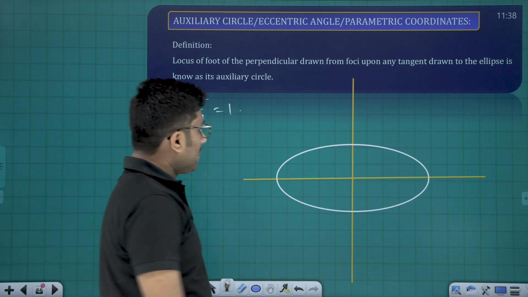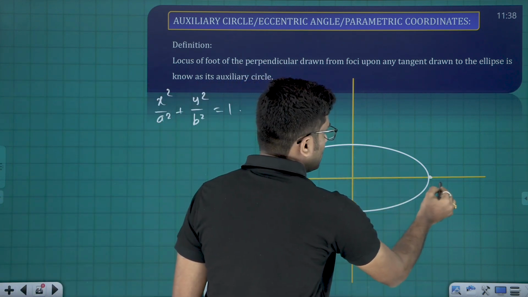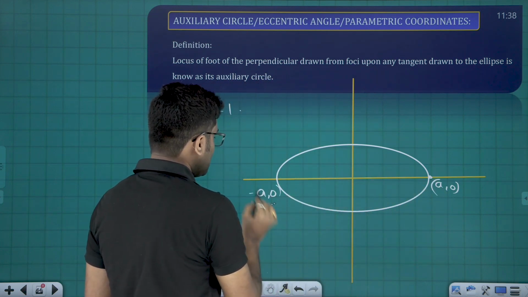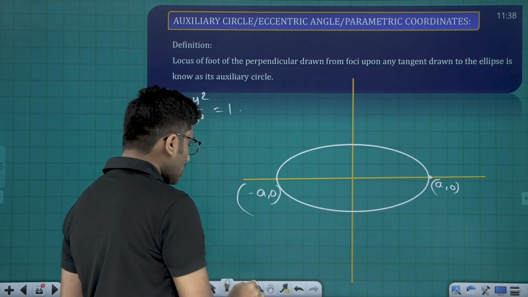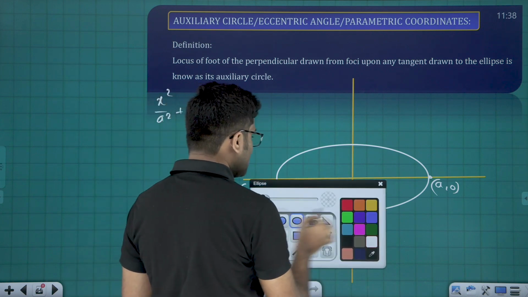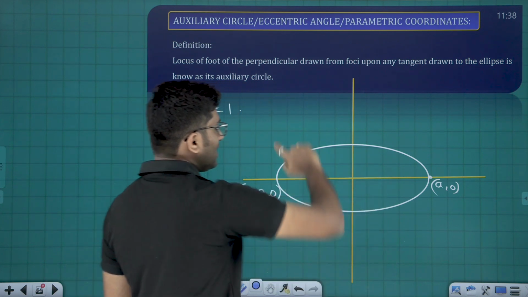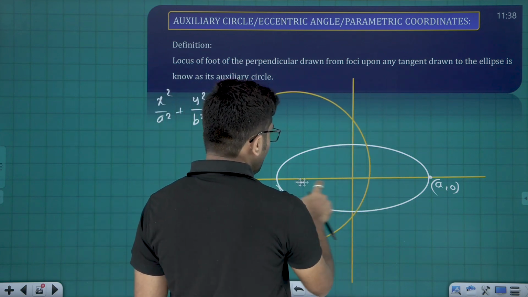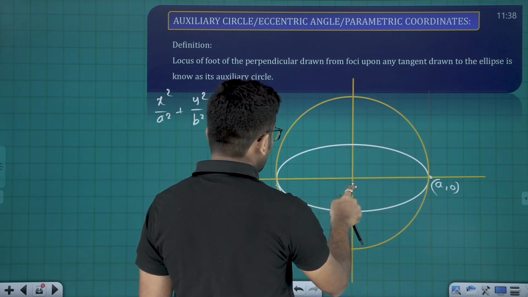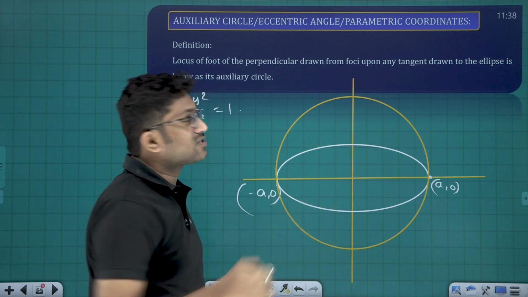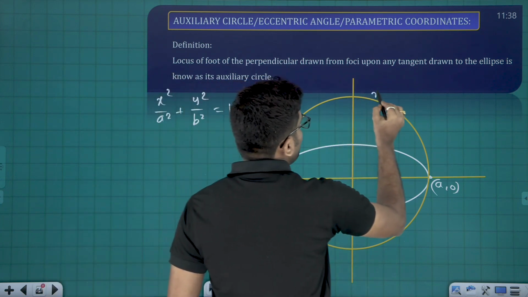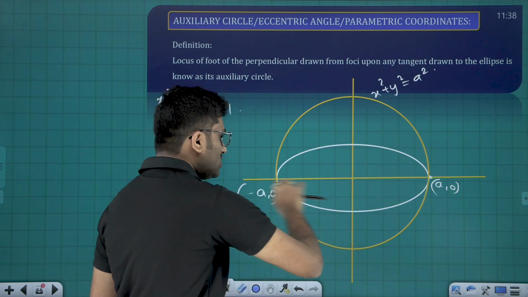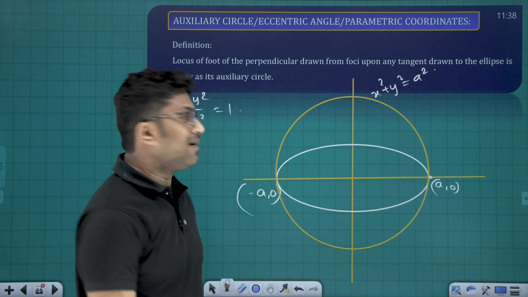For this ellipse, that means it intersects the x-axis at the points a comma 0 and minus a comma 0. If a circle is drawn by considering the major axis as the diameter, then such a circle is called the auxiliary circle, friends. So the equation of this circle is x square plus y square is equal to a square. Why? Because the major axis itself will be the diameter.